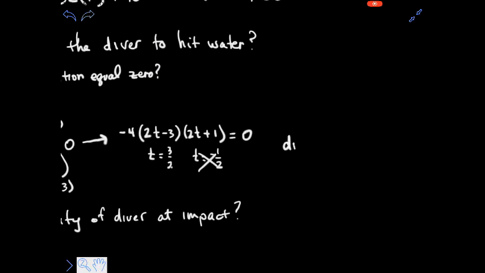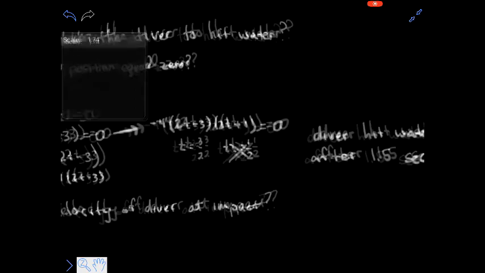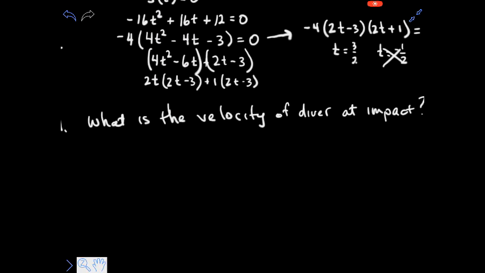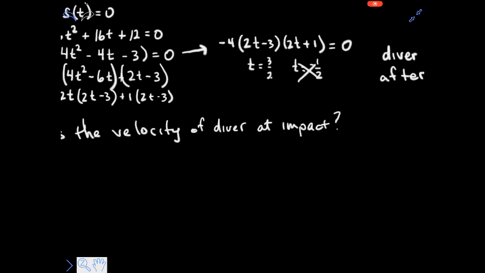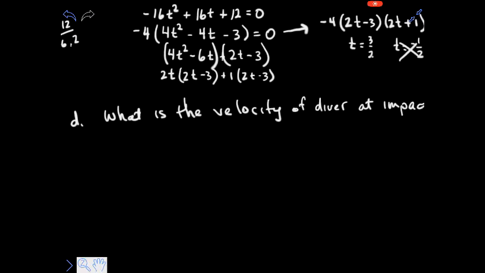So the diver hits the water after 3/2 of a second, or 1.5 seconds. Now the question is, what's the velocity of the diver at impact? Well, the diver impacts the water at 1.5 seconds, so we need to find the velocity at 1.5 seconds. So what's the velocity at 1.5 seconds?